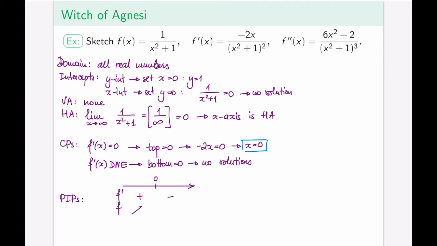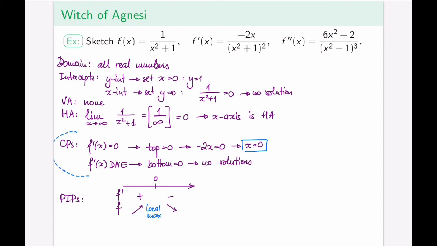So that means that my function was increasing and then decreasing. At 0, I still have an actual point. In fact, at 0, I have a y-intercept, which means that I have a real point here. And so this is indeed a local maximum. Fantastic. This is good news.